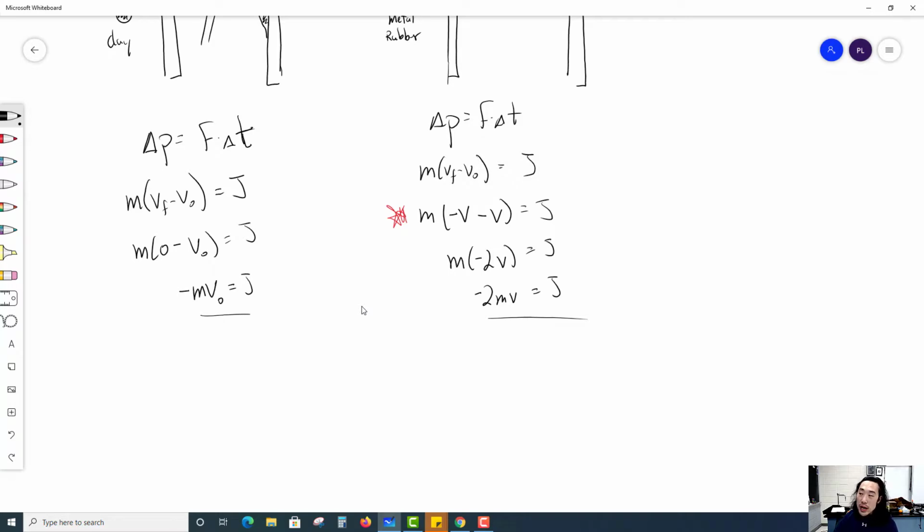We can say the greater impulse is the bounce. It's a greater impulse. In fact, it's 2 times as big. It has twice the impulse, and that is because of that bouncing off motion.